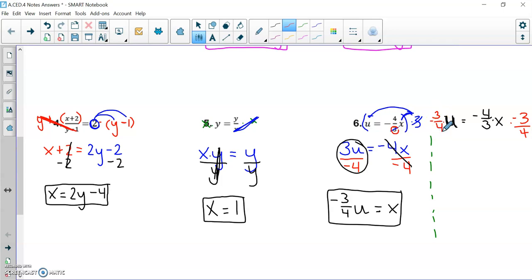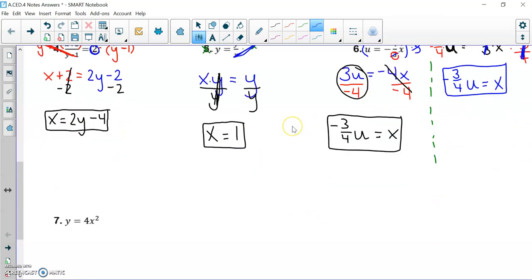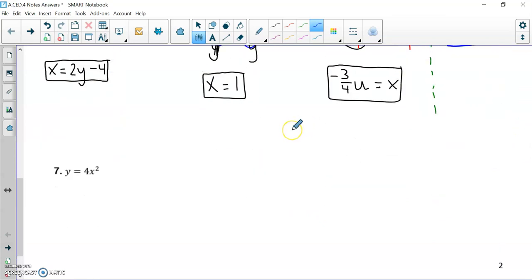So then I have a negative 3/4 u is equal to, and a negative 4/3 times a negative 3/4 cancels out, and I'm left with x, which is exactly what I wanted to solve for. Notice I get the same answer regardless of the way that I do number 6. All right, and now we're going to move on to number 7.